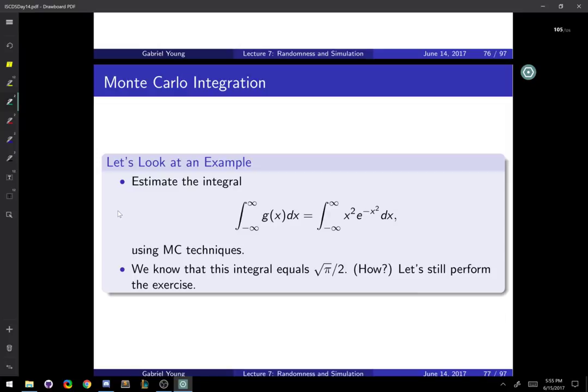So let's see if we can figure this out. What if we want to integrate x squared e to the negative x squared? Well, first of all, you should just know this from your intro to probability course, that that equals square root of pi over 2. It's the Gaussian, right? Just do a simple U substitution. It should spit out. Does that make sense?